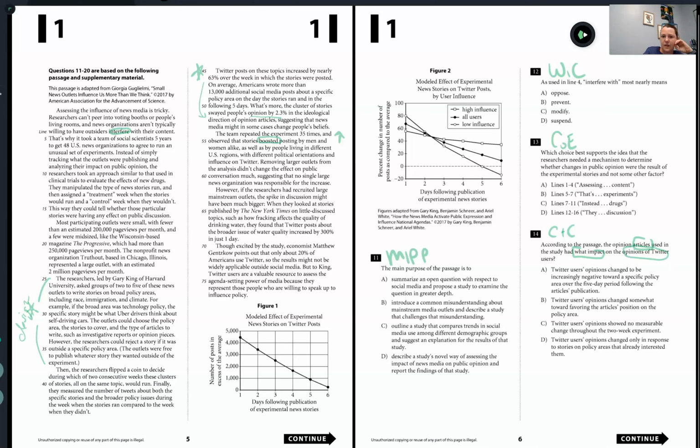Though excited by the study, economist Matthew Gentzkow points out that only about 20% of Americans use Twitter, so the results might not be widely applicable outside social media. But to King, Twitter users are a valuable resource to assess the agenda-setting power of media because they represent those people who are willing to speak up to influence policy.